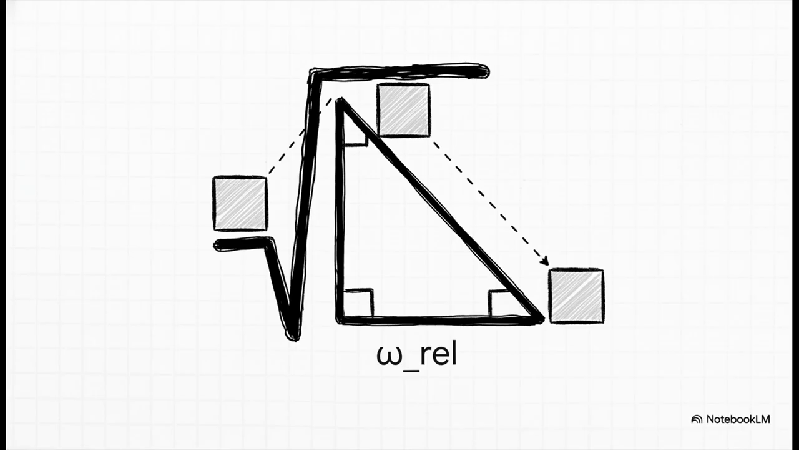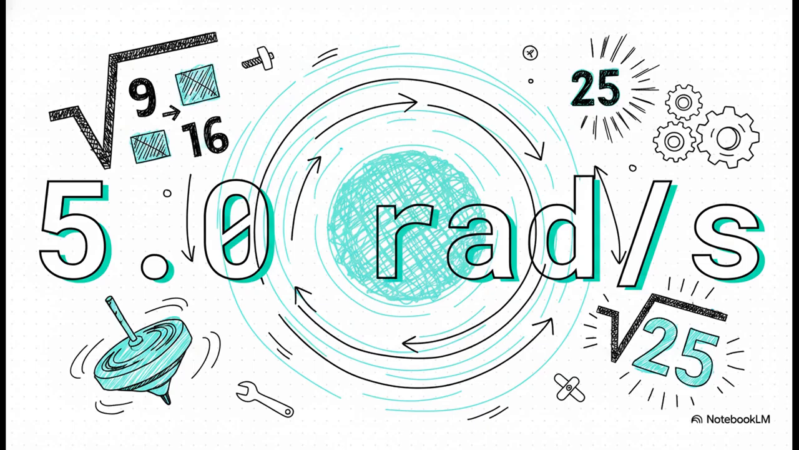Okay, so now we need the magnitude of that vector, the actual speed of this relative rotation. Since our components are nicely perpendicular, we can just bust out the good old Pythagorean theorem. We take the square root of the sum of the squares of the components. So we've got the square root of 3 squared plus negative 4 squared. That's the square root of 9 plus 16, which is the square root of 25. And that gives us a nice clean 5.0 radians per second. Bam! Part 1 is done.